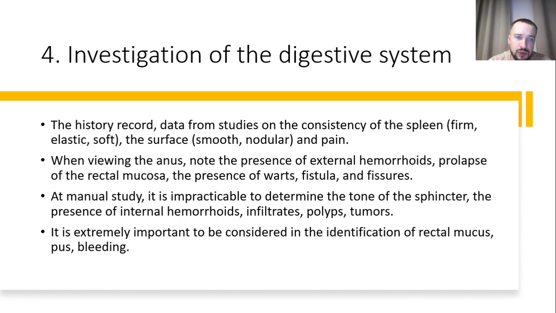When we view the anus, note the presence of external hemorrhoids, prolapse of the rectal mucosa, and the presence of warts, fistula, and fissures. At manual study, determine the tone of the sphincter, the presence of internal hemorrhoids, infiltrates, polyps, tumors. It's extremely important to be considerate in the identification of rectal mucous bleeding.